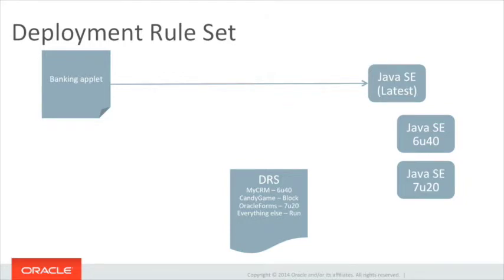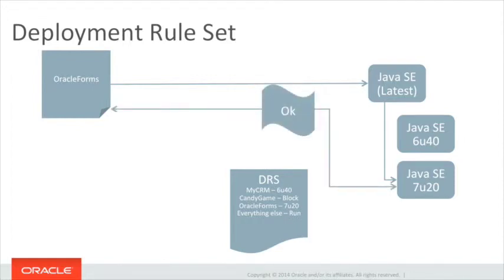Defeated, the user then tries to pay his bills. The banking applet attempts to start in the latest version. The JRE finds the rules and finds that everything else is allowed to run with normal security rules. The user then starts an Oracle Forms app. It tries to start in the latest JRE. The JRE finds a rule in the deployment rule set stating that this app should be run in 7 update 20, so it hands over the control to 7 update 20.